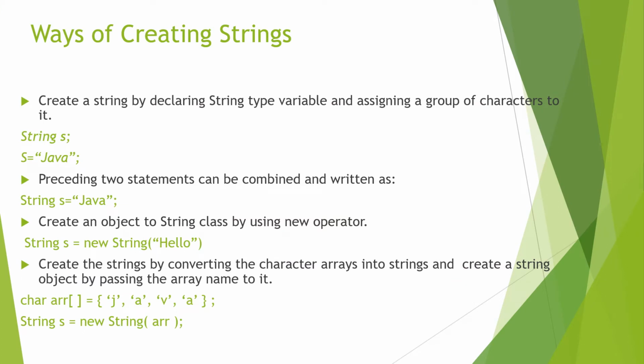There are different ways of creating strings. The first is to create a string by declaring a String type variable and then assigning a group of characters to it. For example, String s; s = "Java". Here is a typing mistake, so s should be in small letter in the second statement. Next, the preceding two statements can be combined and written as String s = "Java". So here we are combining the above two statements.